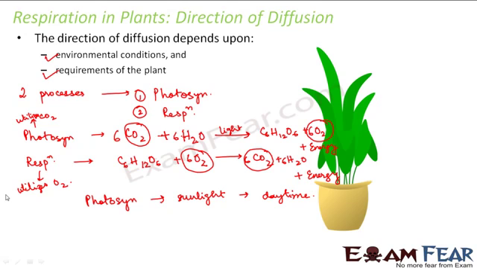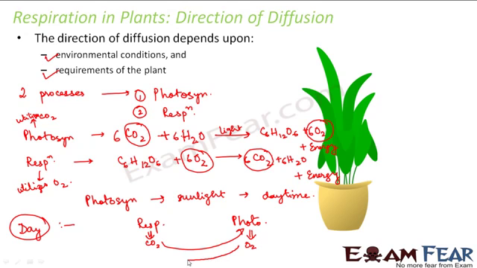But it is seen that the rate of photosynthesis is faster during the daytime. So during daytime, both respiration and photosynthesis take place. In respiration, carbon dioxide is produced, which is used up by photosynthesis. In photosynthesis, oxygen is produced, which is used up by respiration, right? But during the daytime, the rate of photosynthesis is greater than the rate of respiration. That means photosynthesis happens faster than respiration.